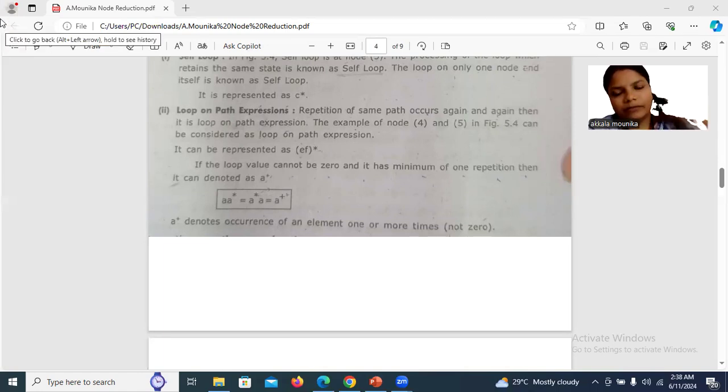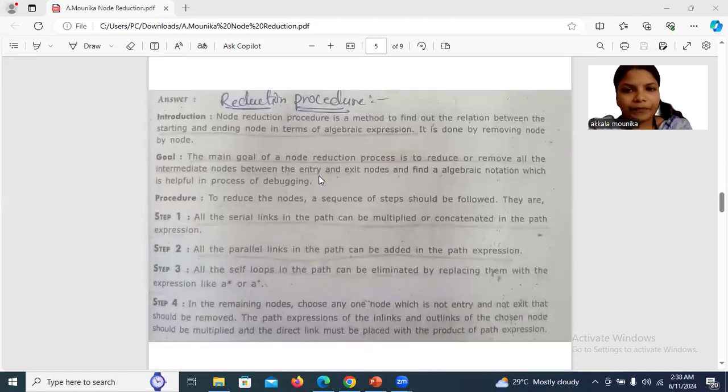Next, we'll go for the example now. The node reduction procedure is a method to find out the relationship between the starting and the ending node in terms of algebraic expressions. That means we need to find out the relation from the entry to exit. We need to find out a single relation between the entry and exit. So we need to solve the expression to reduce it to a single expression.